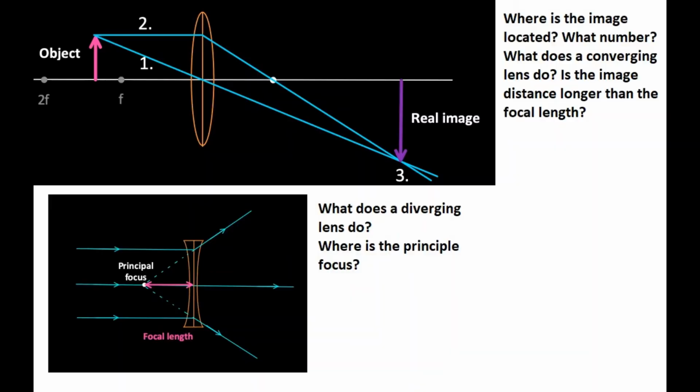All right, so let's see if you can answer these questions then. Where is the image located? What number is it? What does a converging lens do? Is the image distance longer than the focal length? What does a diverging lens do? Where is the principal focus?